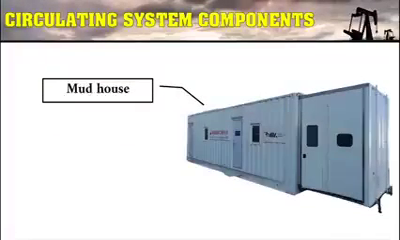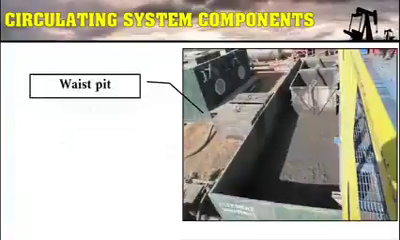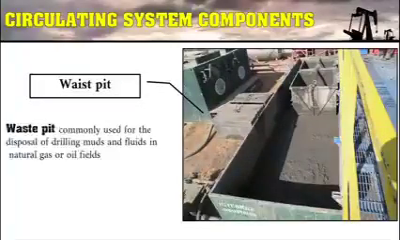The next component is the mud house, the place where the mud additives are kept at the rig, also known as the sack room. Next, the waste pit. The waste pit, or reserve pit, is an earthen pit excavated adjacent to a drilling rig, and it's commonly used for the disposal of drilling mud and fluids in natural gas or oil fields.